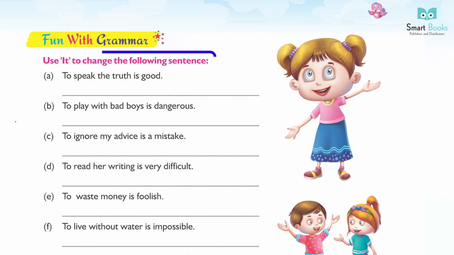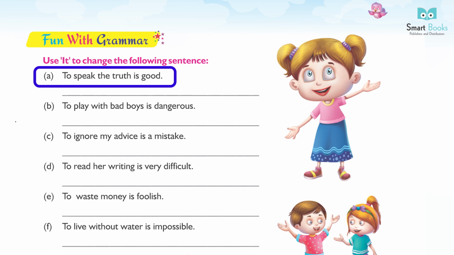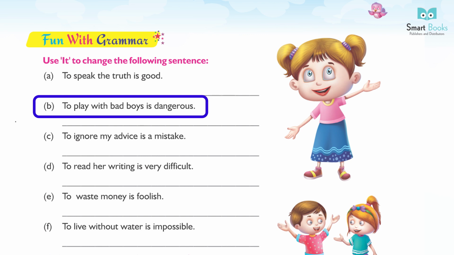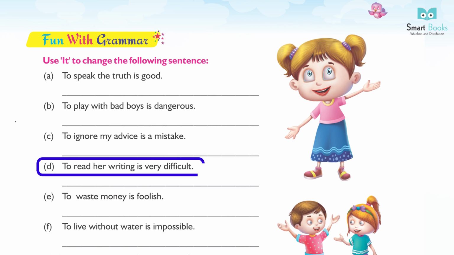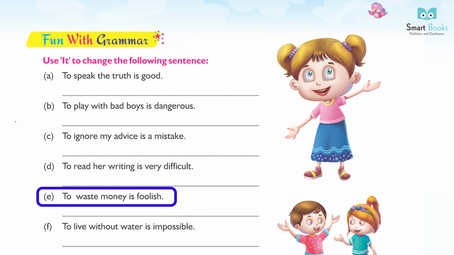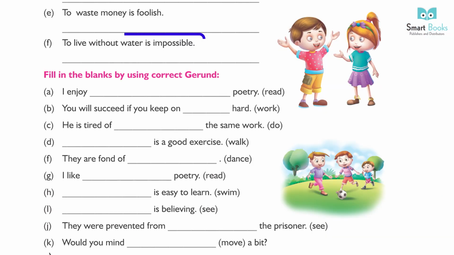Fun with grammar. Use it to change the following sentences. A. To speak the truth is good. Answer. It's good to speak the truth. B. To play with bad boys is dangerous. Answer. It's dangerous to play with bad boys. C. To ignore my advice is a mistake. Answer. It's a mistake to ignore my advice. D. To read her writing is very difficult. Answer. It's very difficult to read her handwriting. E. To waste money is foolish. Answer. It's foolish to waste money. F. To live without water is impossible. Answer. It's impossible to live without water.